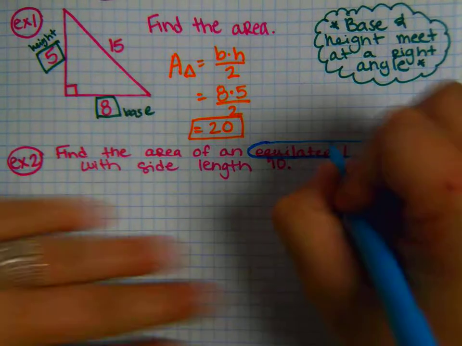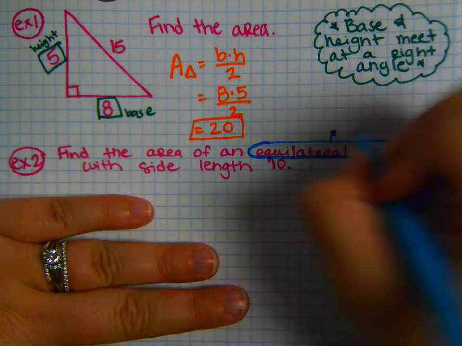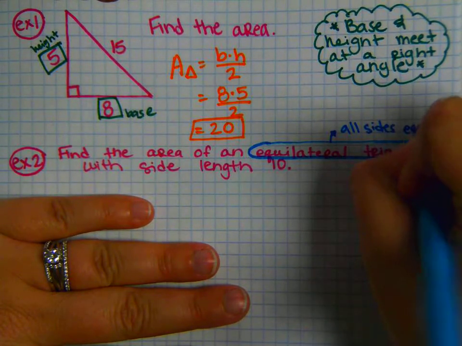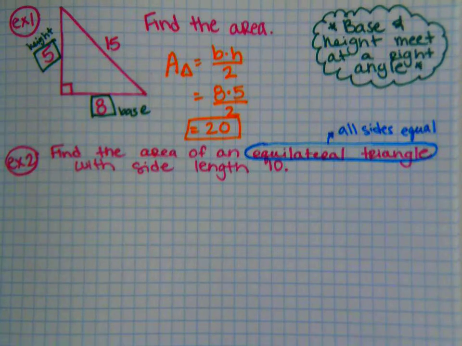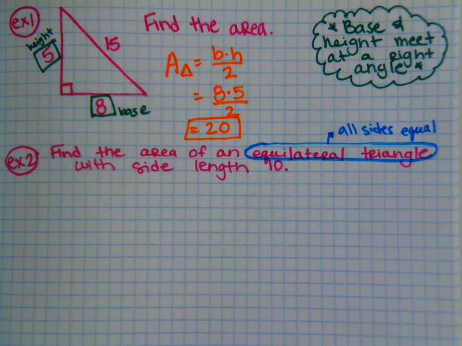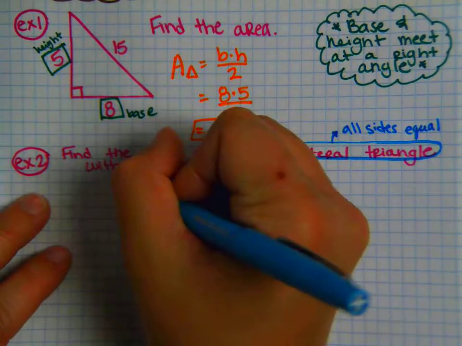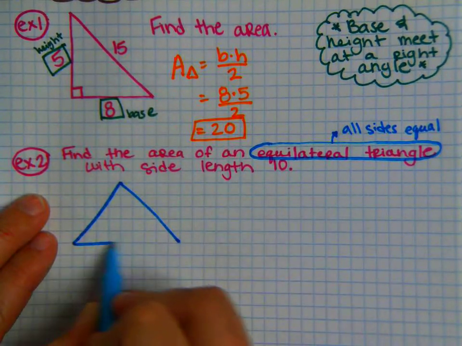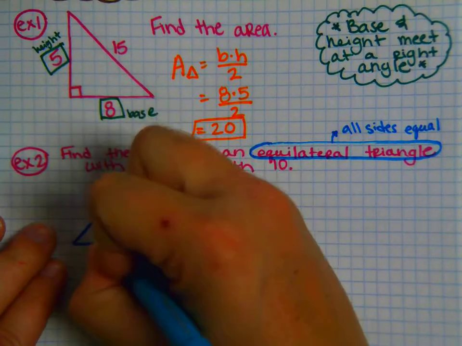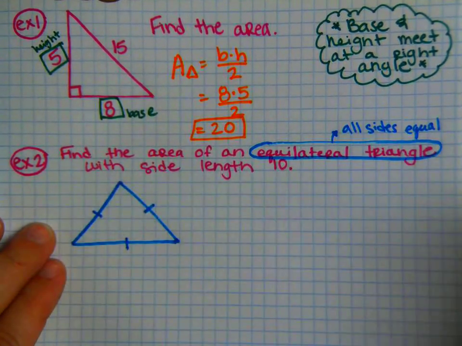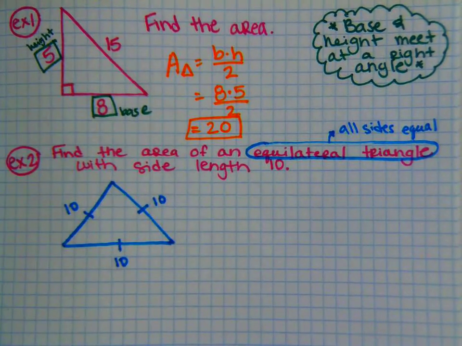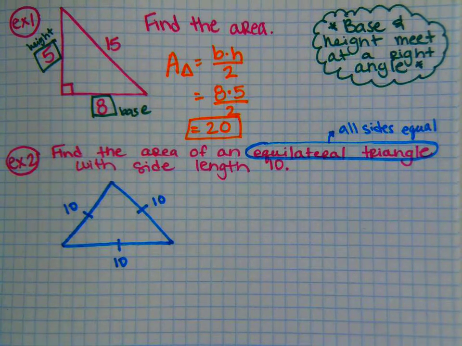An equilateral triangle is a triangle with all sides equal. Okay, so we know our triangle will have all sides equal. So let's draw that. Okay, so I'm going to draw a triangle. And I'm going to tell myself that all sides are equal by going like that, and I know that the side length is 10. Okay? So I have my triangle drawn. I know it's equilateral. I know the side length is 10.